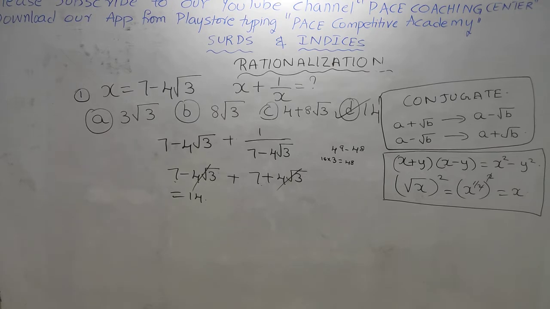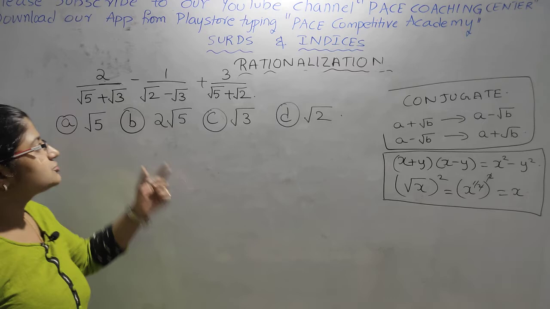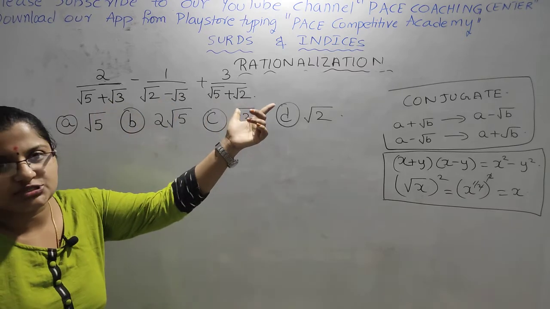So coming to the next question. The next question is 2 by root 5 plus root 3 minus 1 by root 2 minus root 3 plus 3 by root 5 plus root 2 is given, and we need to solve this, and the 4 options are given here. Okay. So by using rationalization again, we need to solve the denominator terms individually.